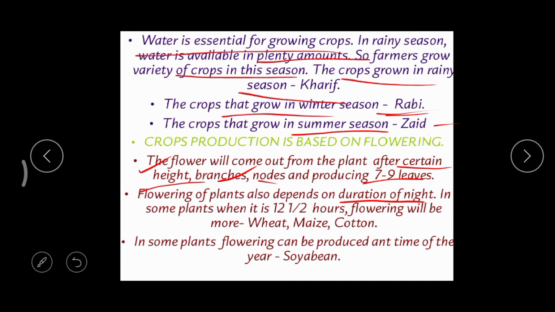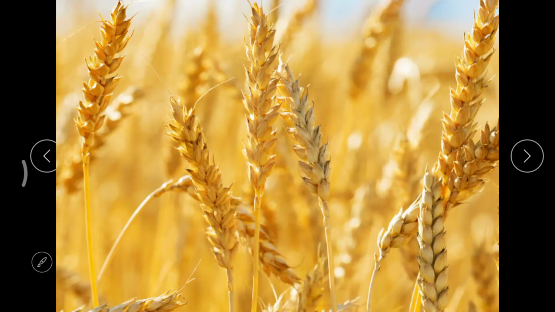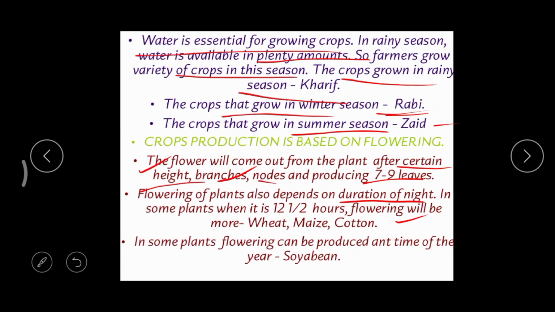So when they produce more flowering, then automatically we get more production, right? So in some plants, when it is 12 and a half hours, flowering will be more. For example, wheat. Can you see this? Yeah, wheat. The next, maize and cotton. So in these three plants, when the night duration is more than 12 and a half hours, then the flowering will be more.